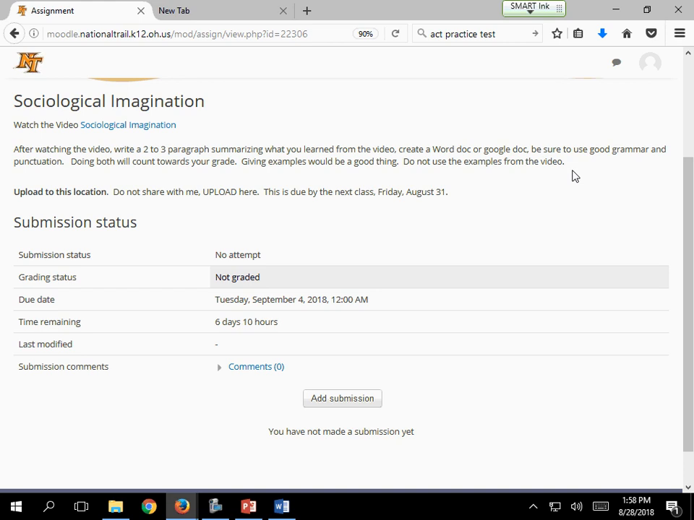Create a Word doc or a Google Doc. I don't care which, but it has to have good grammar and punctuation, and you should capitalize the first letter of each sentence. And I is not a little i, but a big I, if you use it. This counts towards the grade. So give examples, that would be a good thing. Upload to this location. Do not share with me. Google Docs will transfer over into Moodle.